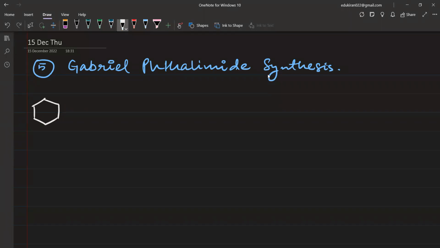So you'll have COOH. Wait a second. Phthalimide will be the structure: NH, C double bond O, C double bond O. Now, this hydrogen that we have in phthalimide is very acidic because if this hydrogen leaves, we will get a negative charge on nitrogen, which can be in resonance with the oxygen here. So that hydrogen is acidic in nature.